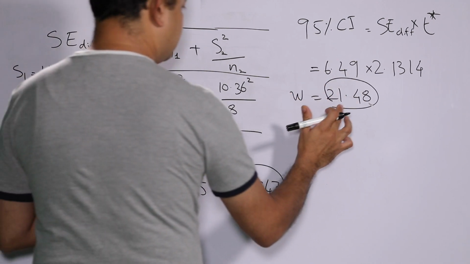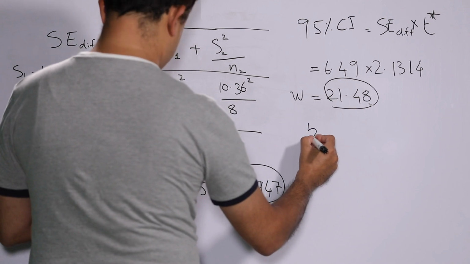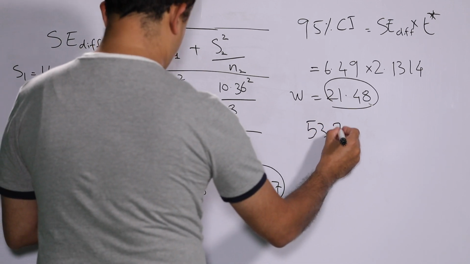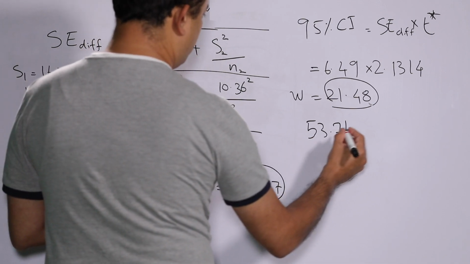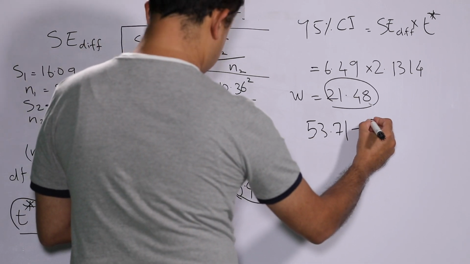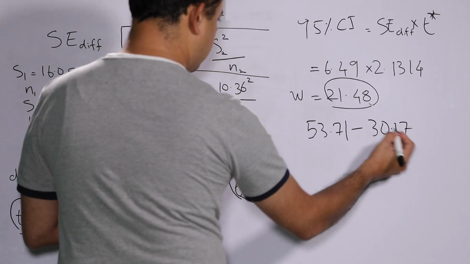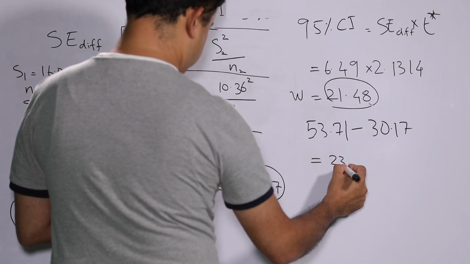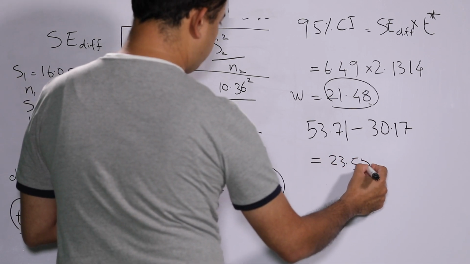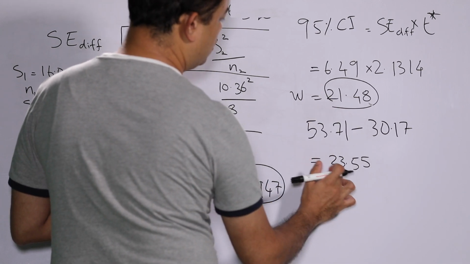So basically, what is the difference between two group means? The group mean one is 53.71 and the second group mean is 30.17. So these two things, 53.71 minus 30.17. These are the two group means, so that is equal to 23.55. So this width has to be based on the difference between the two group means.